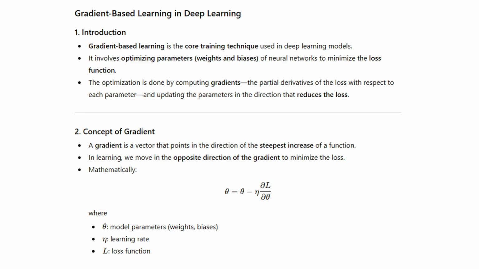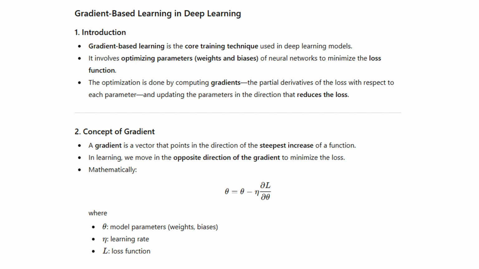Next, coming to the concept of a gradient. Here you want to know what is meant by gradient. A gradient is a vector. A vector is nothing but something having both magnitude and direction; you have already studied this in mathematics. A gradient is a vector that points in the direction of the steepest increase of a function.